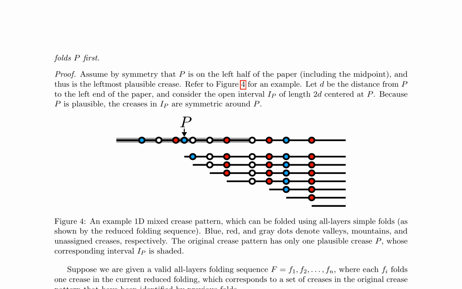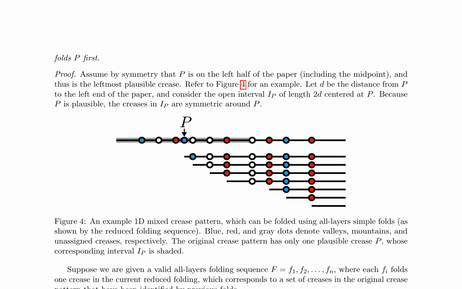They begin by assuming, without loss of generality, that the plausible crease P is located on the left half of the paper, including the midpoint. The authors then consider the open interval IP of length 2D centered at P, where D is the distance from P to the left end of the paper. They suppose that a valid Allaire's folding sequence F equals F1, F2, ..., Fn is given, where each phi folds one crease in the current reduced folding sequence.